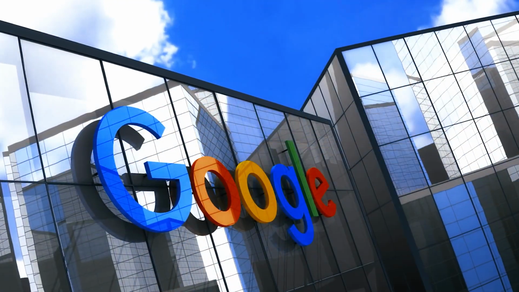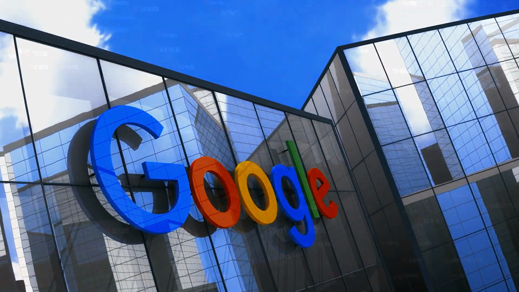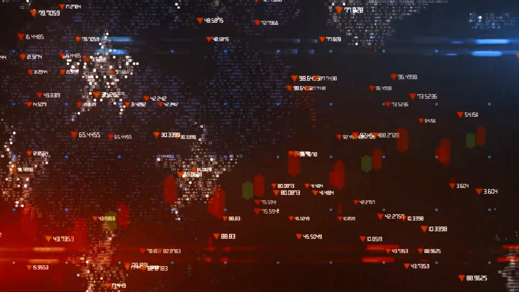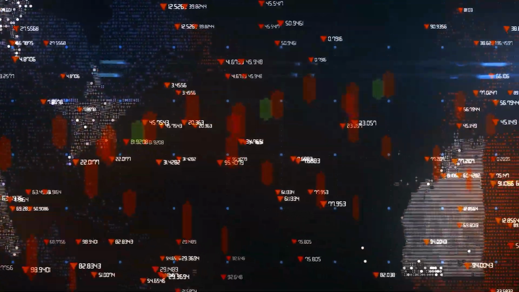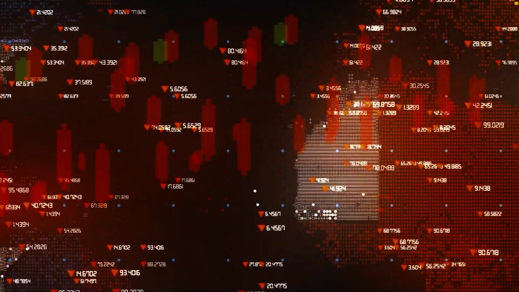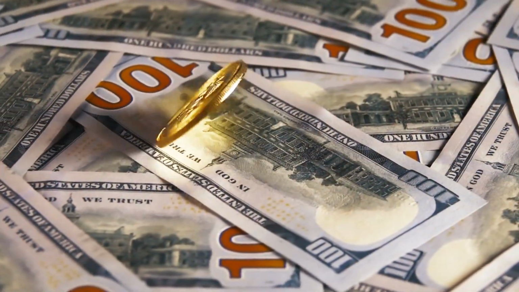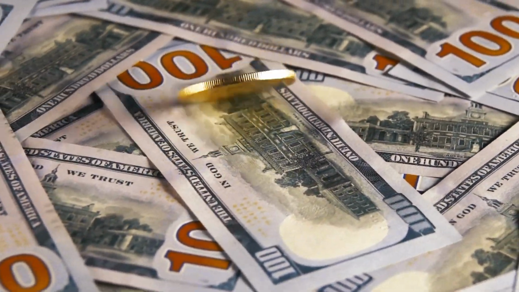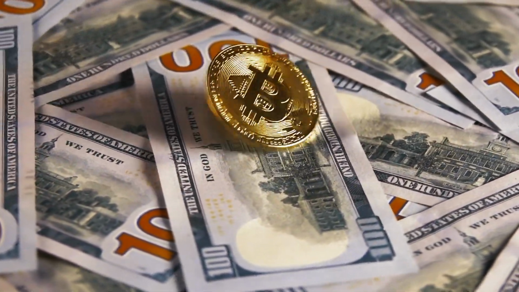Google Trends data reveals a drop in search interest for Bitcoin, indicating a decrease in mainstream interest despite the ongoing positive sentiment in the crypto market. Nonetheless, Bitcoin's unique market characteristics continue to fuel investor enthusiasm and FOMO.